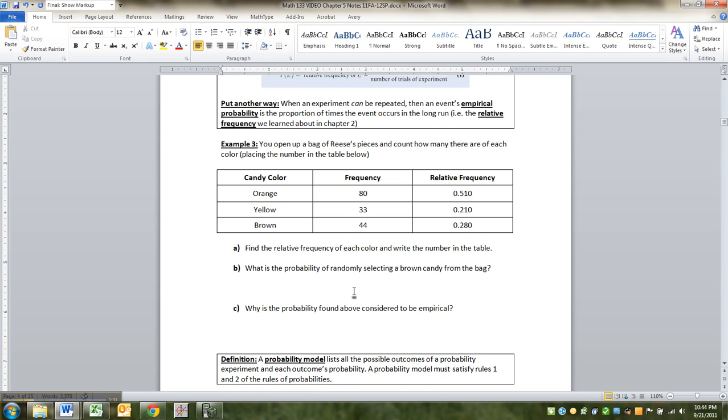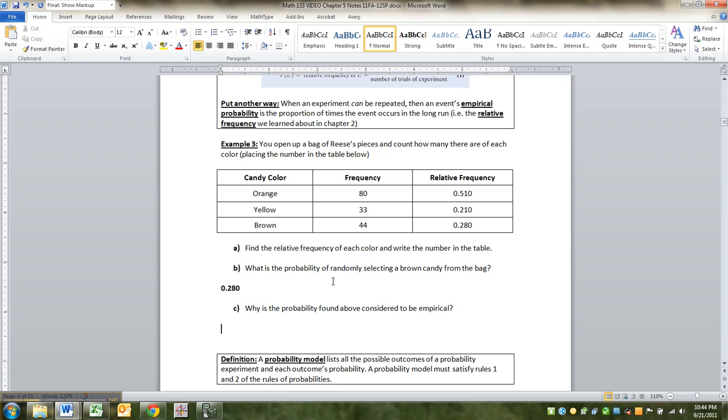What is the probability of selecting a brown candy? If you reach into the Reese's Pieces bag, you're going to expect brown candies to show up 28% of the time, right? So the probability answer for this one is 28%.